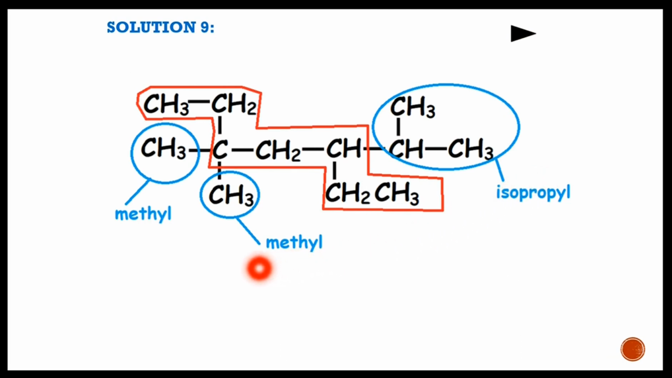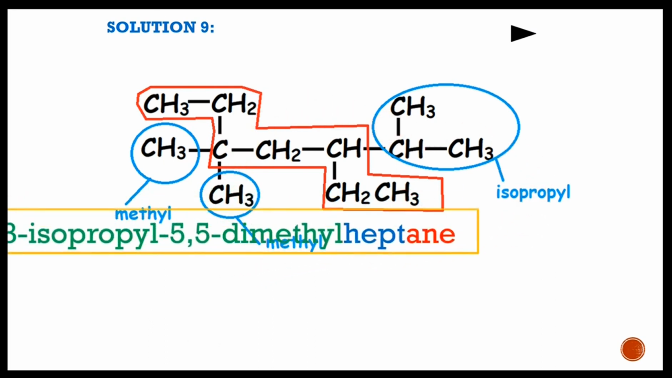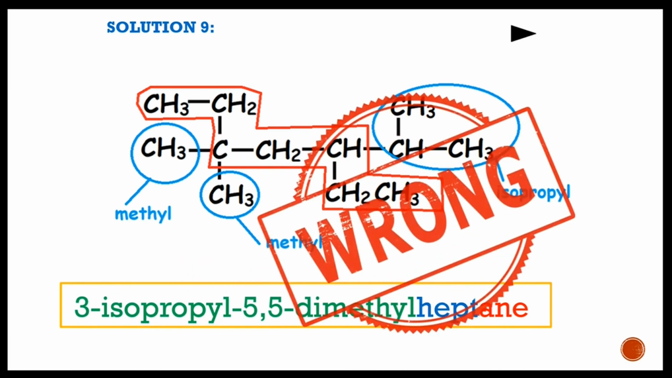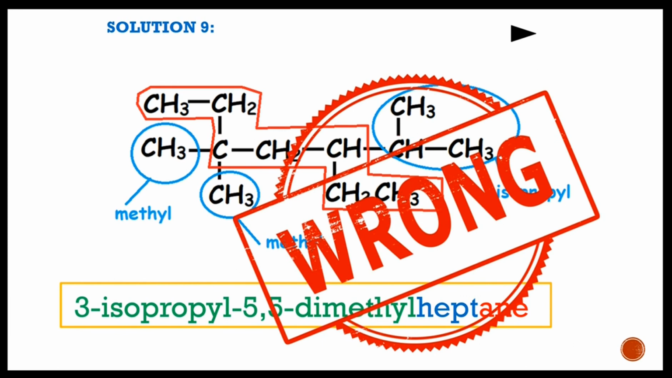So 3 substituents. When you go with this, the name is going to be, when you count from here, 1, 2, 3, 4, 5, 3-isopropyl-5,5-dimethylheptane. But is this right? No, it's wrong. Okay, why is it wrong? We will know in a bit.